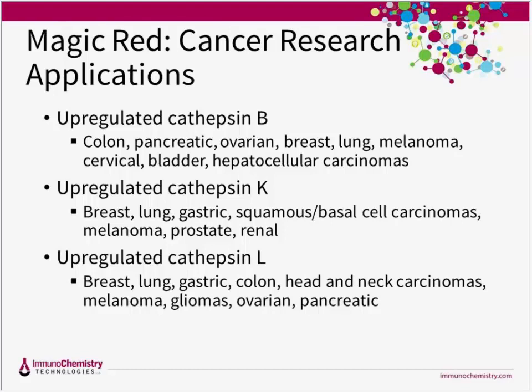Cathepsin K is activated in breast, lung, and gastric cancers, squamous and basal cell carcinomas, melanoma, prostate, and renal cancers. Cathepsin L is prevalent in breast, lung, gastric, and colon cancers, head and neck carcinomas, melanoma, gliomas, ovarian, and pancreatic cancers. Causal roles for cathepsins in cancer have been demonstrated in a variety of ways. In terms of pharmacological techniques, cathepsin activity has been downregulated through increased expression of inhibitors, as well as administration of small molecule inhibitors. Thus, cathepsins may serve as potential therapeutic targets.